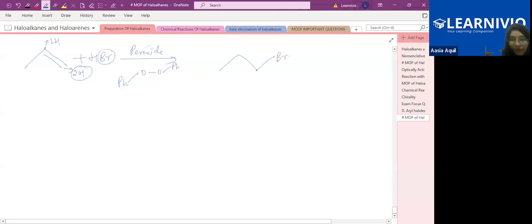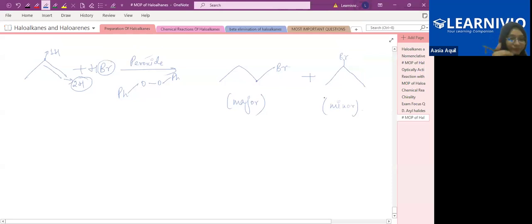So that's the product. This is the major product. When the peroxide is present, you follow the anti-Markovnikov addition rule, and the anti-Markovnikov product will be the major product. But another product will also be formed, where you attach the bromine on the second carbon. This will be your minor product. Is it clear? Yes, ma'am.